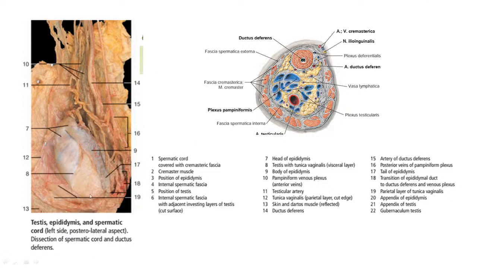Do you see? Testis, epididymis. This is the opened spermatic cord. What you see: venous plexus, ductus deferens, veins, and others.